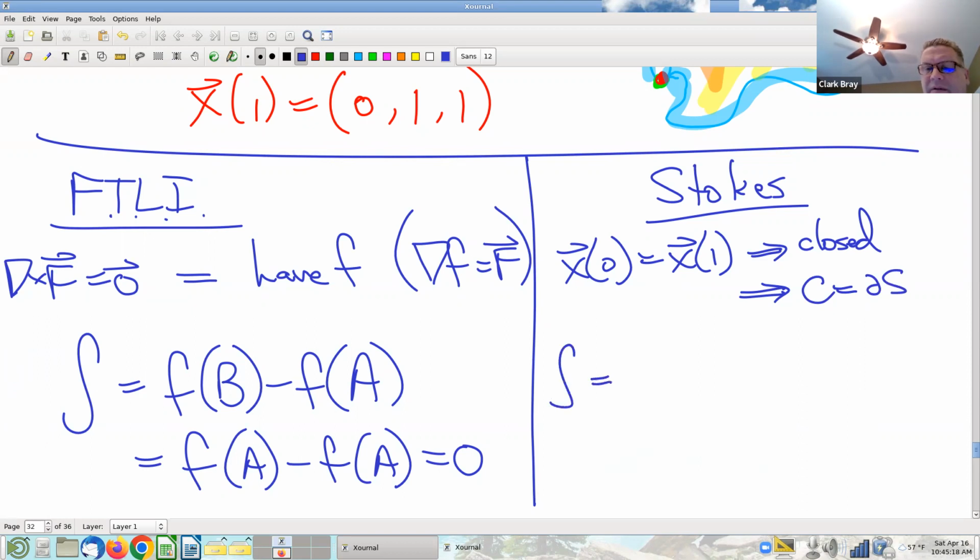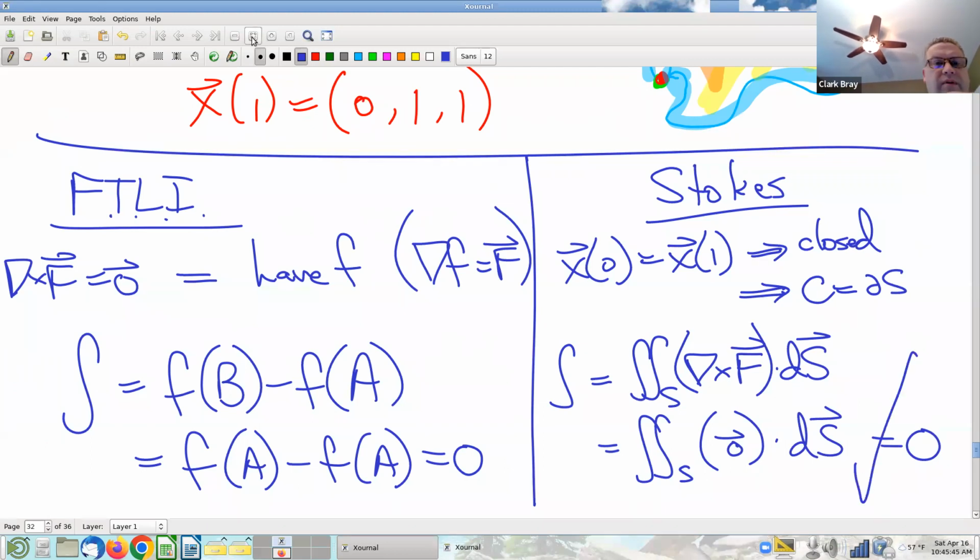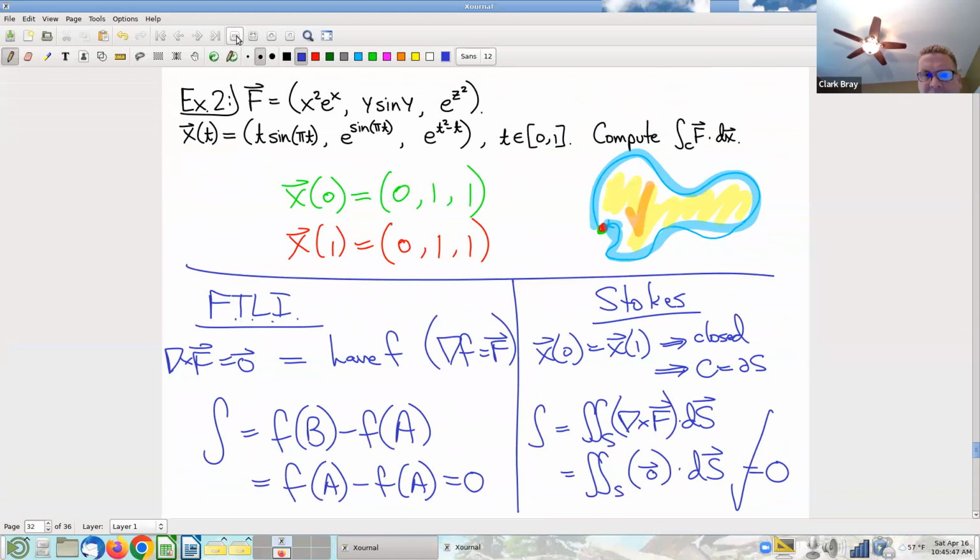Then my line integral is the flux through S of the curl dot dS, which is the flux of the 0 vector dot dS, which is 0. Full credit, no problem. So take your pick, either approach that you like.